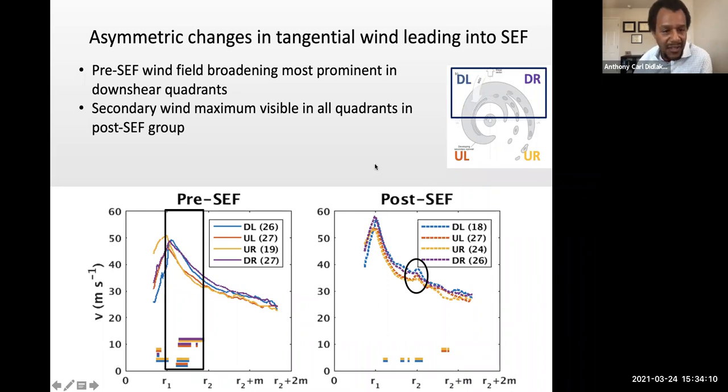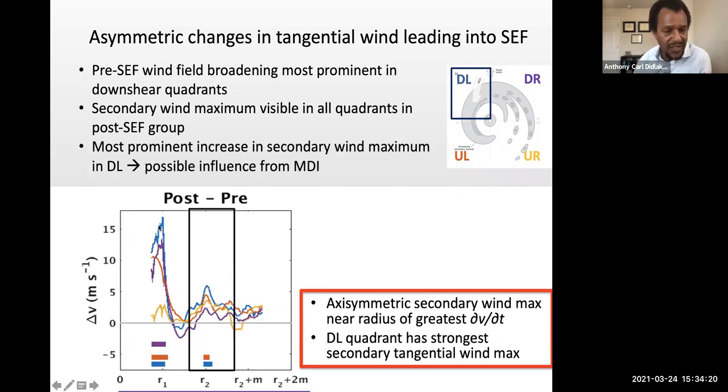Now, one of the more interesting things here was when you take the difference between the two quadrant profiles going from pre-SCF to post-SCF. What we saw was that, first of all, all four quadrants had some increase going from pre to post, particularly in the radii where we have the secondary eyewall forming. So that's connecting back to what we showed before, where the axisymmetric secondary wind max was occurring near the radius of greatest DVDT. But specifically in the downshear left, you have in this blue here the largest increase in the winds.